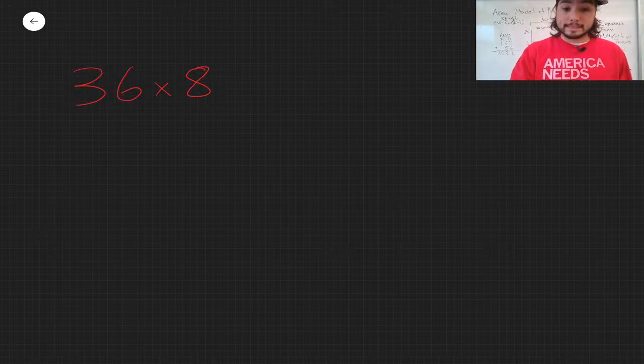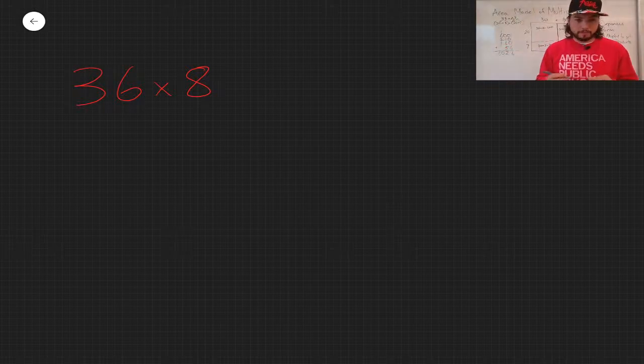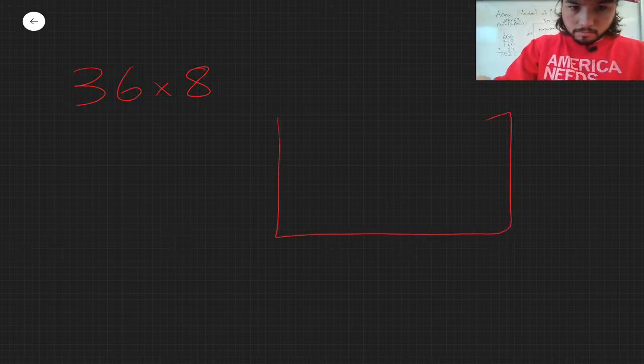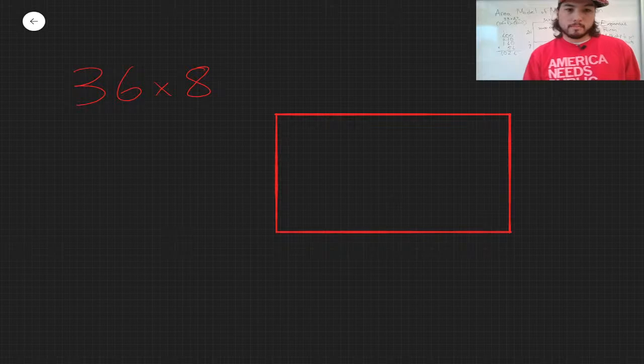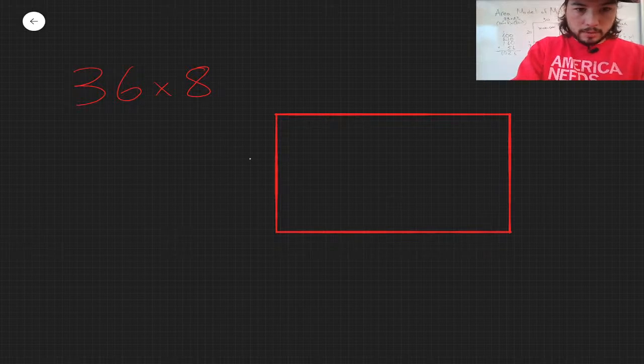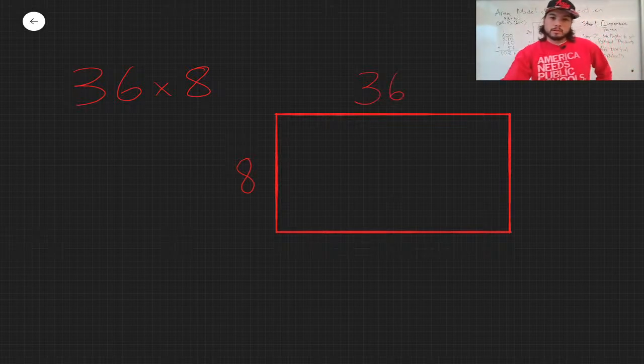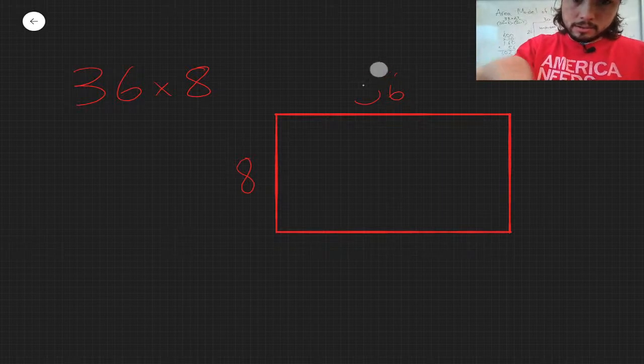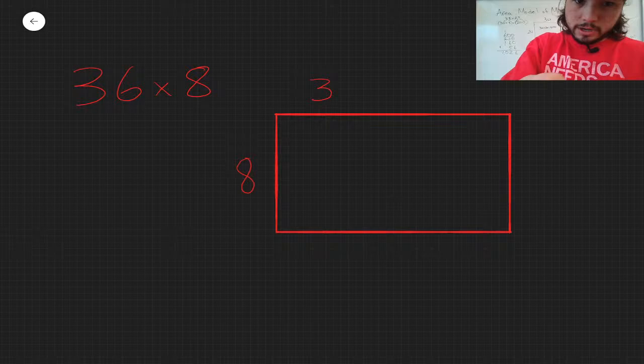Starting with 36 times 8. So thinking about first step of draw your rectangle. Okay. And let's set up our problem. We're going to put 8 on one side, and we're going to put 36 on top. Okay, so first step, expanded form. The 8 is kind of already in expanded form because it's only one digit. It's only got a ones place. But our 36, we can split up, right? Our 3 tens and our 6 ones into 30 plus 6.